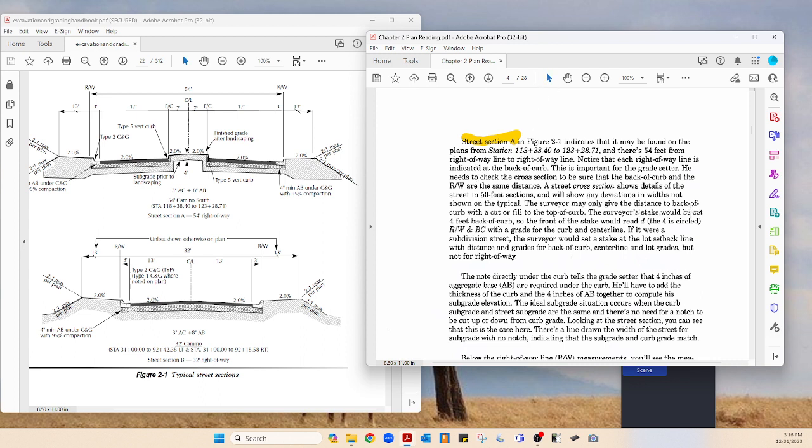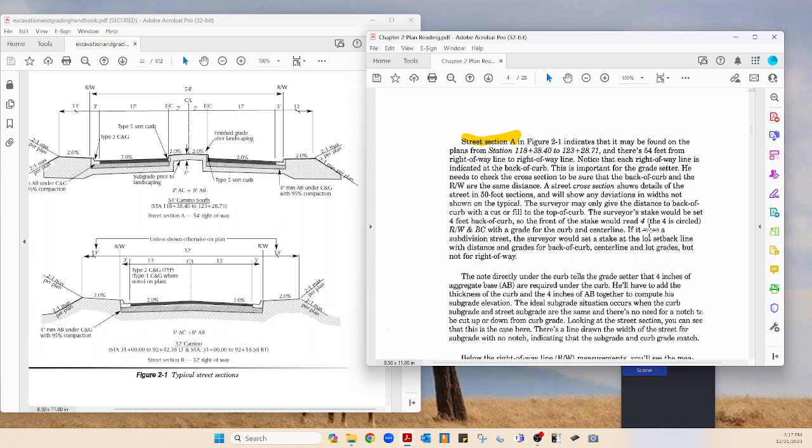So the surveyor may only give the distance to the back of the curb with the cut or fill to the top of the curb. Now, we did that here, cut or fill to the top of the curb, right there. And if he does it over here, you're going to be checking this right-of-way difference. See, you're given this distance. Make sure that you're leaving right-of-way, because you can't build anything outside of the right-of-way, like your curbing and things like that, because you've got a setback for a house and all that.